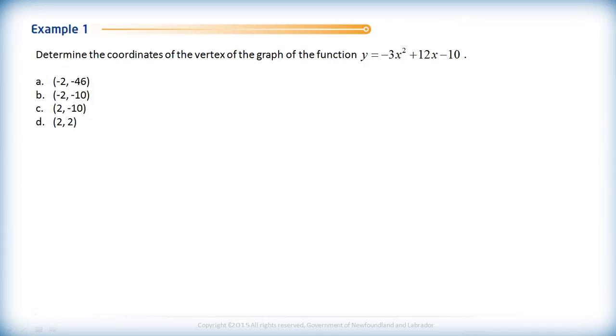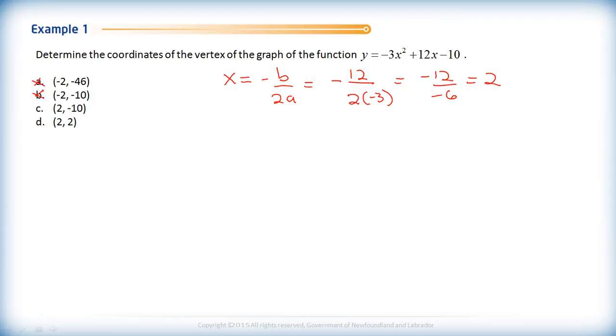So, determine the coordinates of the vertex of the graph of that function. So we need the coordinates of the vertex. Well, we know the x-coordinate is on the axis of symmetry. So we use our magic formula to help us get there. So we've got negative b, which is 12, over 2 times a, which is negative 3. So this will be negative 12 over negative 6, and that gives us an answer of 2. So that tells us the x-coordinate should be at 2. So I guess we can eliminate those two.